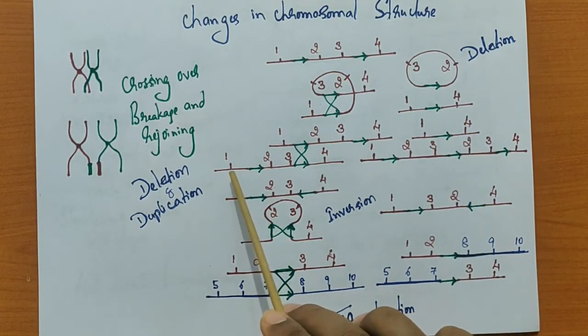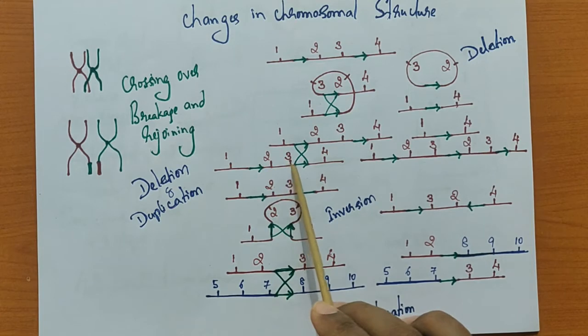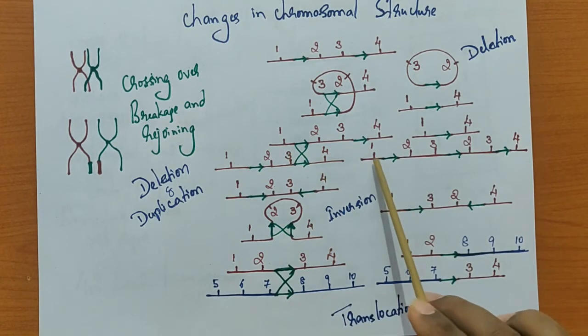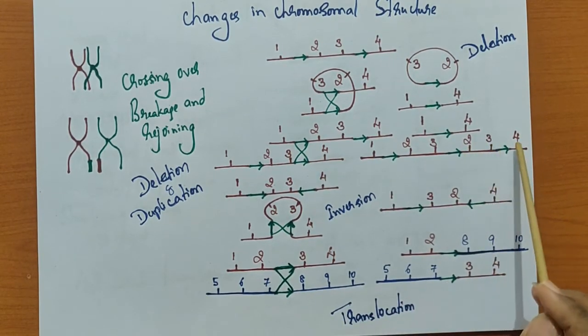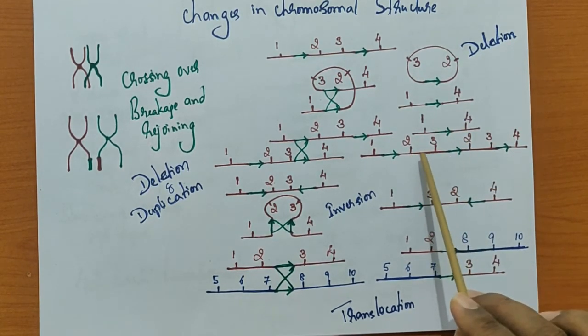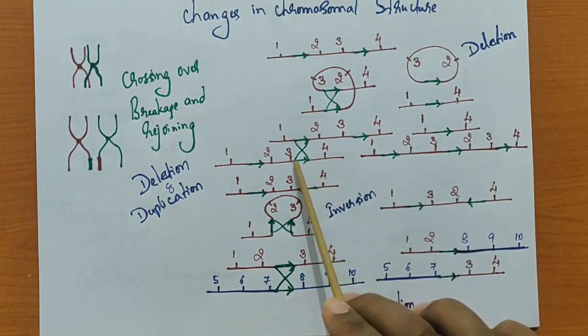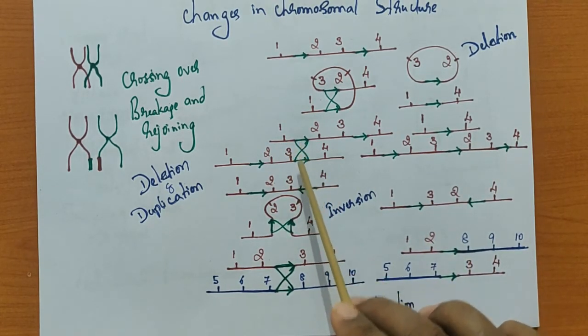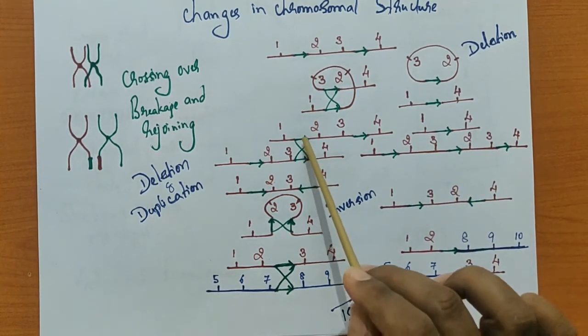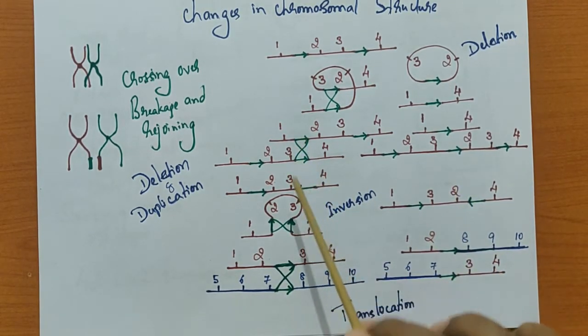Now what happens to this one? 1, 2, 3 combines with this 2, 3, 4. The resultant one is going to be 1, 2, 3, 2, 3, 4. So here there is a deletion, whereas in this case 2, 3 undergoes duplication. So if we find any gene duplication, this is how it happens. Because homologous pairing happens in a different homologous region, we have a deletion, and the other is gene duplication. So this homologous region is very, very important for the crossing over.